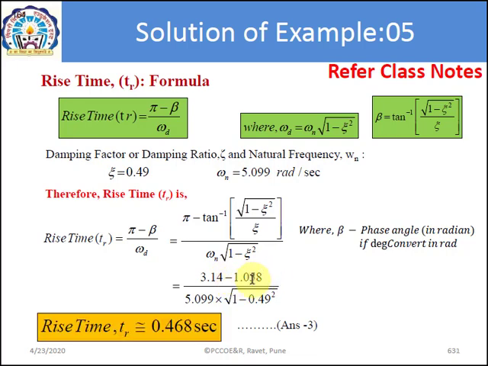Now after the calculation, we will get rise time tr approximately equal to 0.468 second, and this is the answer. You can have the same answer by using another formula as we discussed. So rise time can be determined by using pi over 2 into omega d. Any of these formulas can be used. If it is possible, you can solve using both formulas.